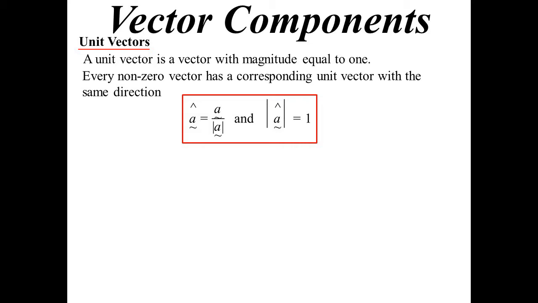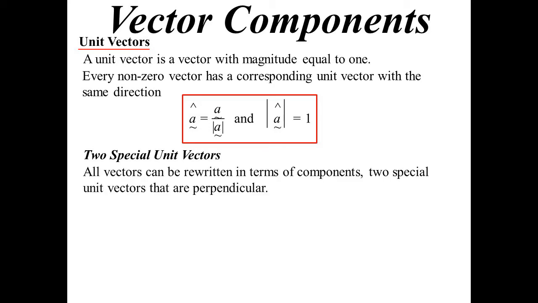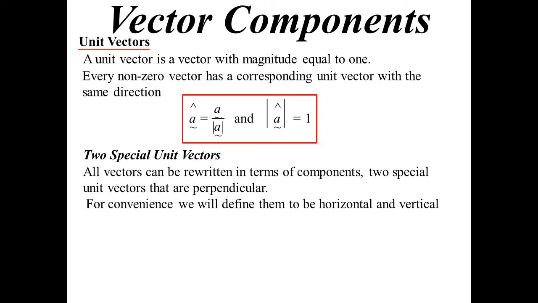Now there's two very special ones that we deal with, and that's what I was just talking about before. Normally we do it horizontal and vertical, but we always do it so that they're perpendicular to each other. As I say, it doesn't have to be horizontal and vertical, but conveniently we use that a lot. So we have i, which is the horizontal unit vector, and j, which is the vertical unit vector.